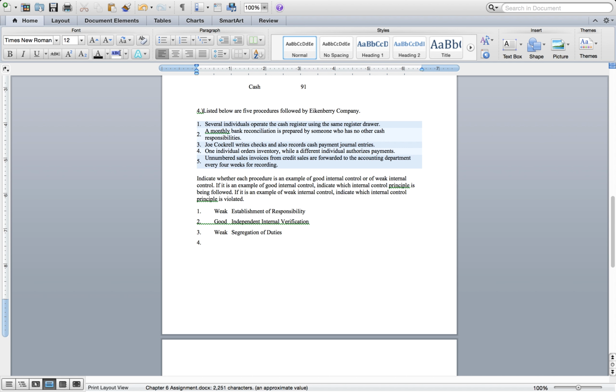So now, number 4. One individual orders inventory while a different individual authorizes payments. That's going to be a good internal control. Same thing as number 3. It's going to be segregation of duties.